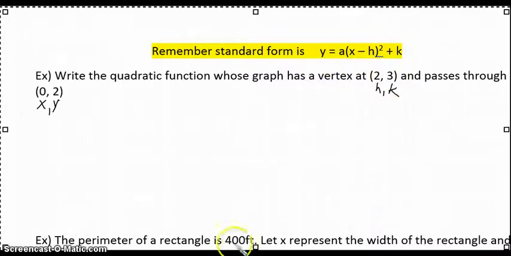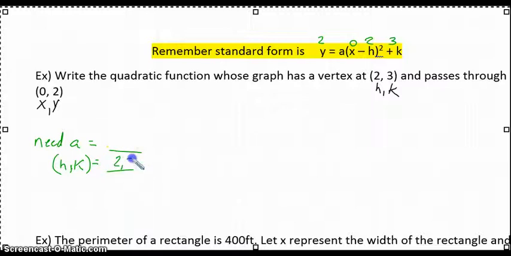So if I plug into the standard form what I know, that my h was 2, I know that my k was 3, and I know this x, y value is 0 and 2, so y would be 2, x would be 0. All I really have to do then is solve for a, and then to be able to write the equation, what I really need in this formula is I need a and I need h, k. And I already have the h, k portion, so really all I have to do is find a. And then I can go back in and plug it in. If I know a, I know h, I know k, that's all I need to be able to write my equation.